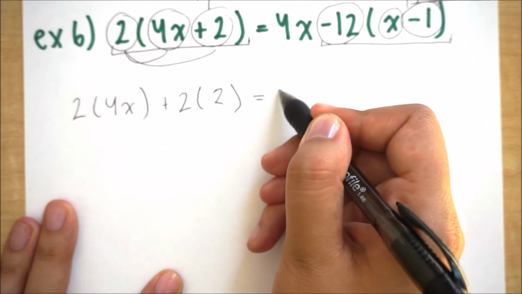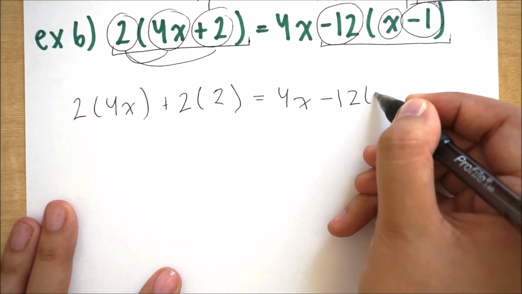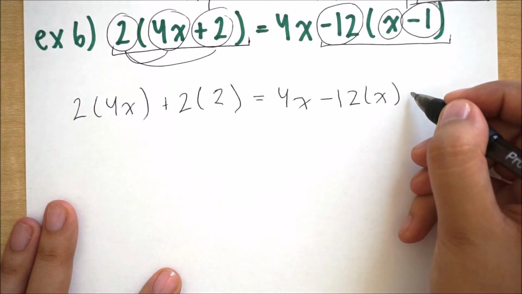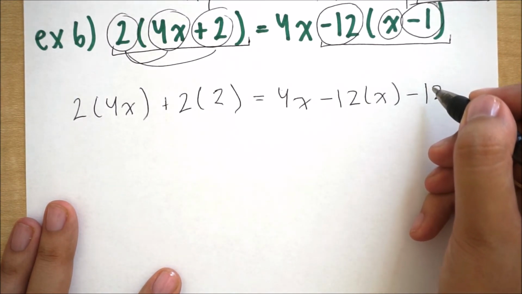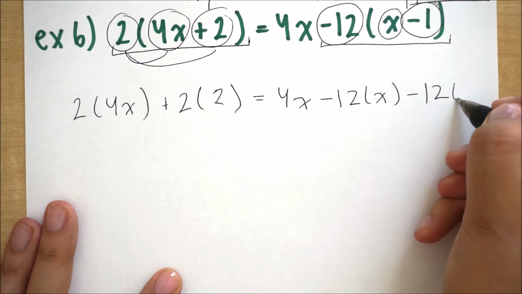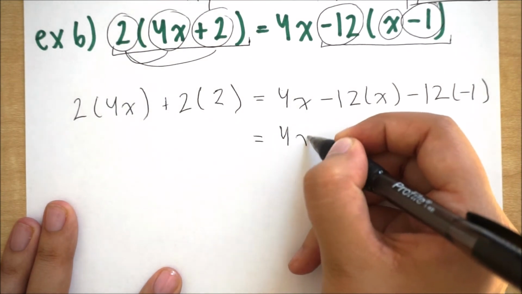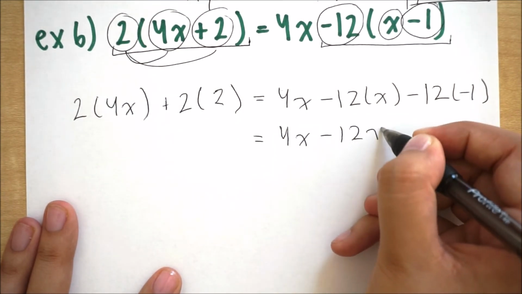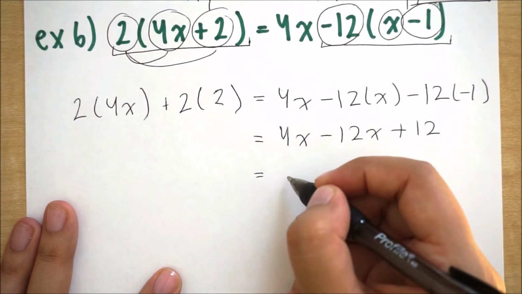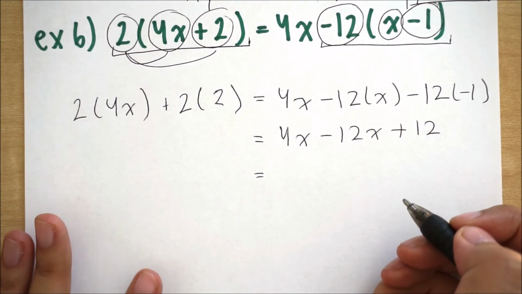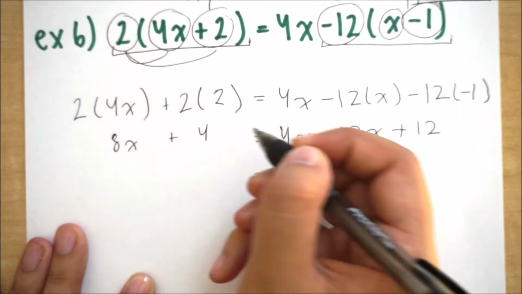And then we take negative 12 and multiply it by the x bubble. And then we take negative 12 and multiply it by the negative 1 bubble. And that is just equal to negative 12 times negative 1, staying consistent with the signs. So we'll have 4x minus 12x plus 12, because negative times a negative number is equal to a positive number. On the left side, we'll have 8x plus 4. So we'll go ahead and copy that down.